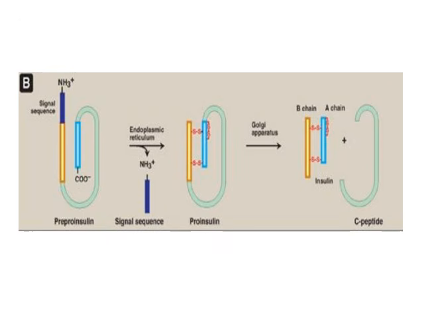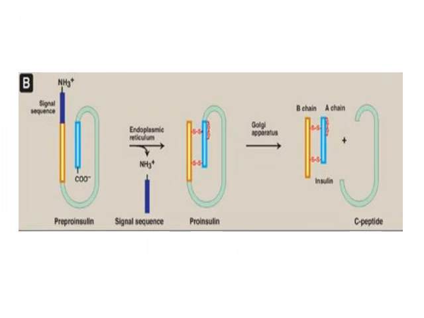So this is the synthetic pathway, the whole assembly line, and we start with the pre-proinsulin, which contains a signal sequence. Then it enters the endoplasmic reticulum. That signal sequence is cleaved to form proinsulin. See, here we have the amino end, and this is the carboxylic end of the protein. And this is the signal sequence.